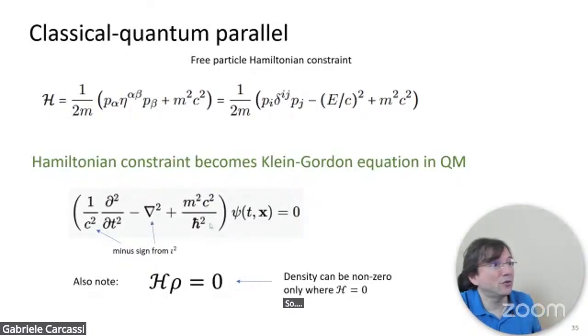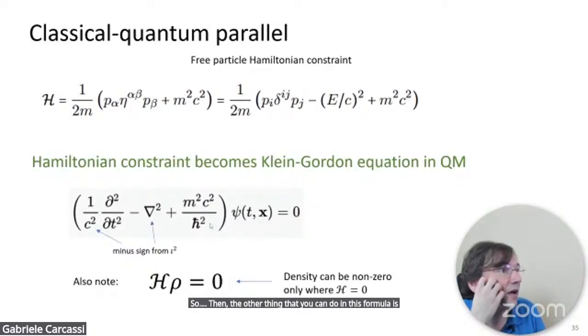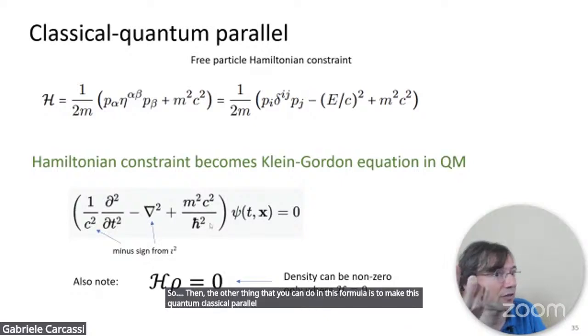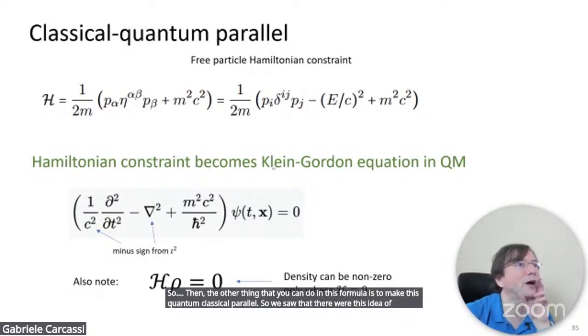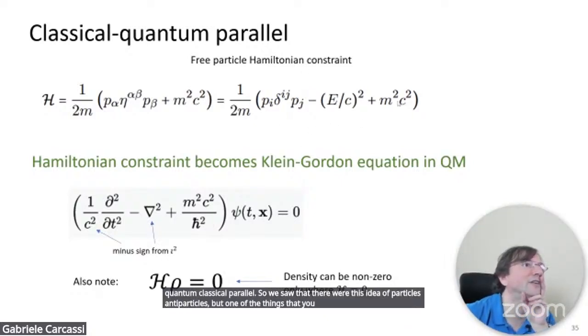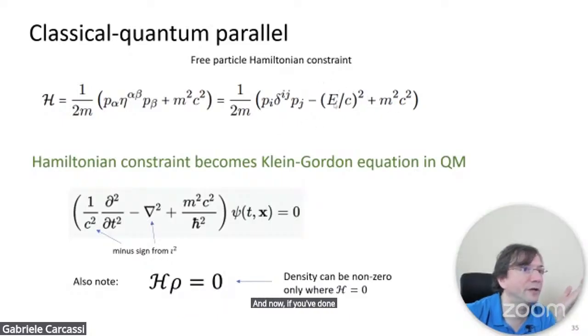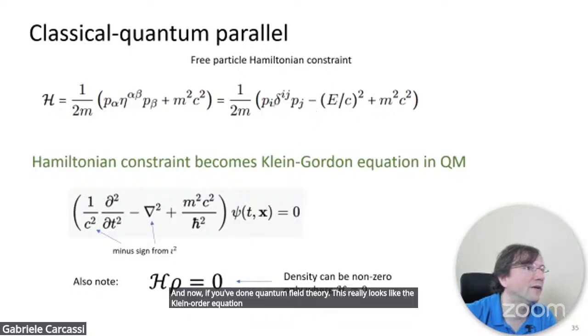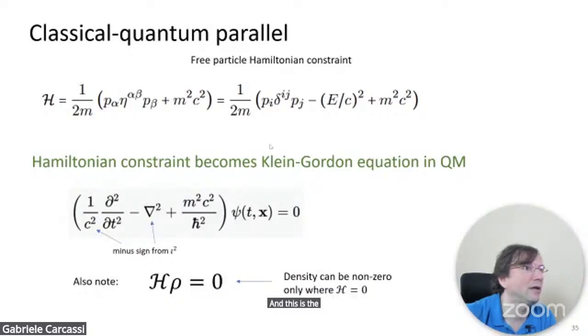Then the other thing that you can do in this formula is to make this quantum classical parallel. So we saw that there was this idea of particles, antiparticles, but one of the things that you can note, like this is the Hamiltonian constraint. And now if you've done quantum field theory, this really looks like the Klein-Gordon equation. So we have a momentum operator square here, and this is the nabla. And we have an energy operator square here. This is the derivative in time. And then we have a mass term, and the mass term is here.